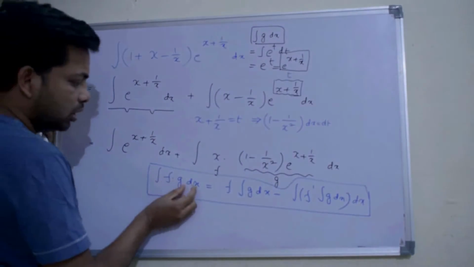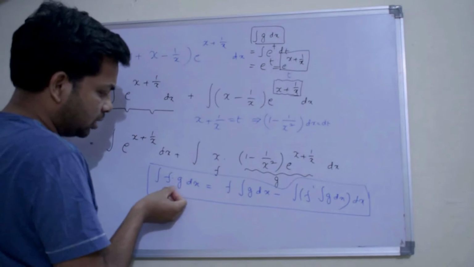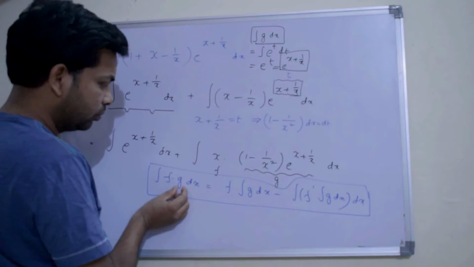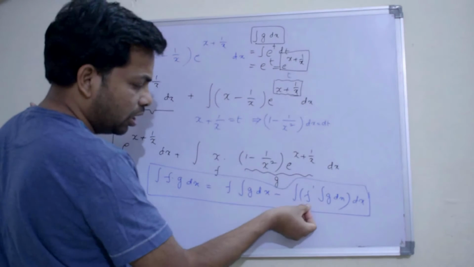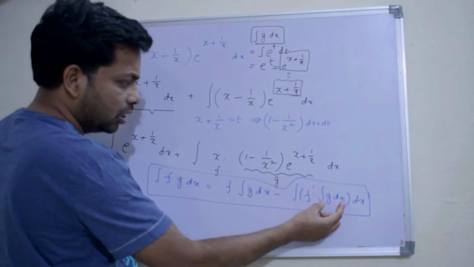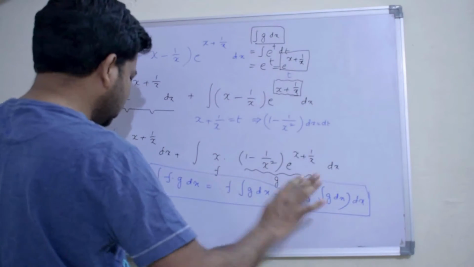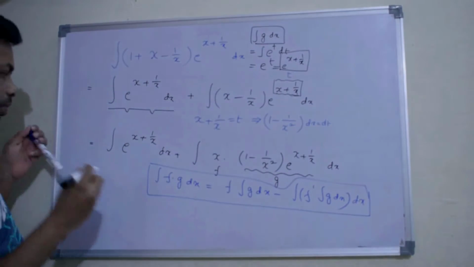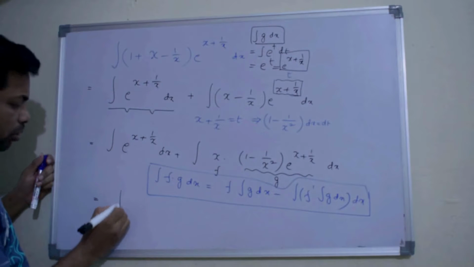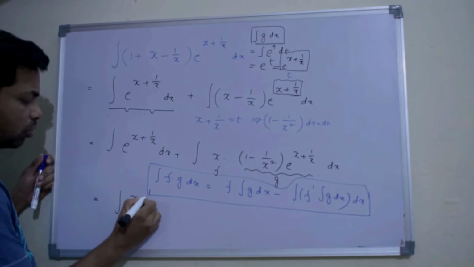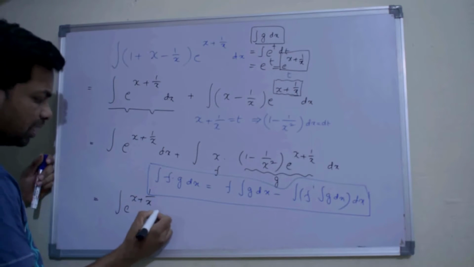Integration of f g dx is equal to f as it is, then we do the integration. Then we do the derivative of f, and again we integrate the whole function once again. So this is integration by parts. The first part I am not going to do anything, because it is going to be cancelled out.